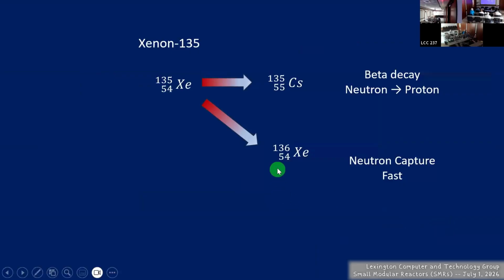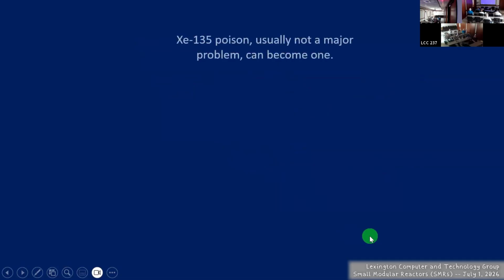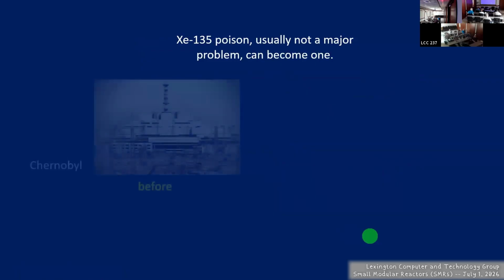And to show you the reaction, here we start with xenon 135, and it can beta decay to cesium, which is stable, or you can pick up a neutron inside a reactor, go to xenon 136, which is stable, and that happens very fast. So xenon 135 poison is not a major problem, but it can become one.